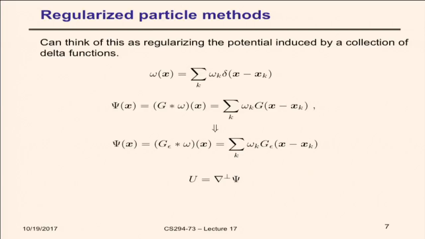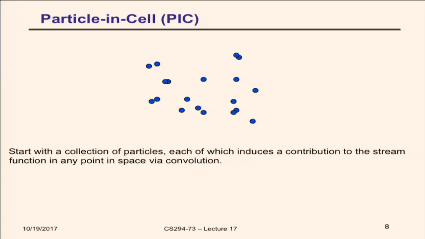And then finally, your velocity field is the gradient perp of the stream function. So that's what we are trying. You can think of this as one level of regularization that we introduced to the problem that allows our particle methods to be well behaved. Now we're going to take a particle method that discretizes the regularized form of the equations and use particle-in-cell on that. So what's particle-in-cell?